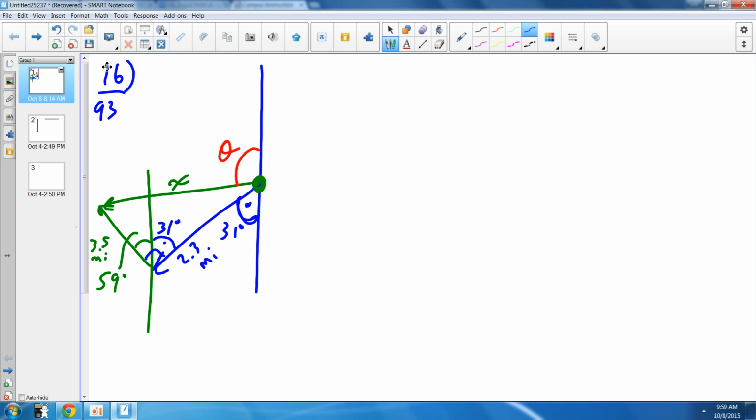At this point, we can write down some information. First of all, we can use the Pythagorean theorem. X squared equals 3.5 squared plus 2.3 squared. And then I can solve for x. That's going to be the distance. The second equation is going to be, well, I really need to know what alpha is to get my theta, because 31 plus alpha plus theta is 180. If I can get my alpha, I can figure out my theta. So that's where you have to work within the triangle to get ultimately what you want.